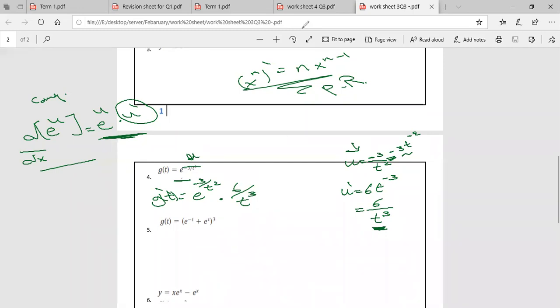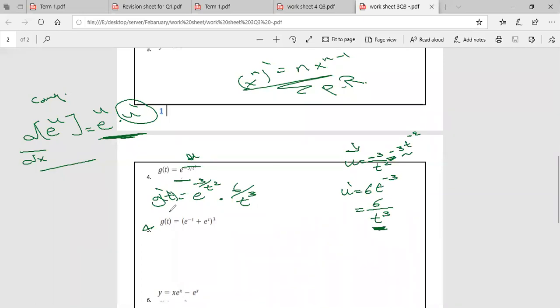Who will help me to solve the next one? This one. Okay, this problem, number 5. I have a bracket raised to power. Which rule first I have to apply?